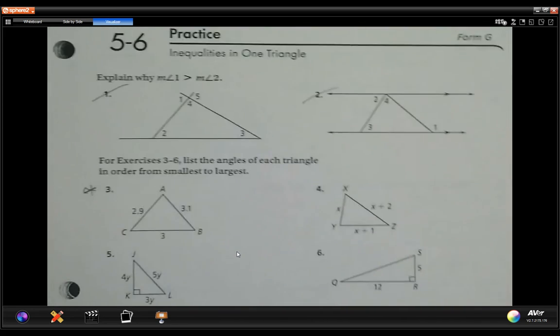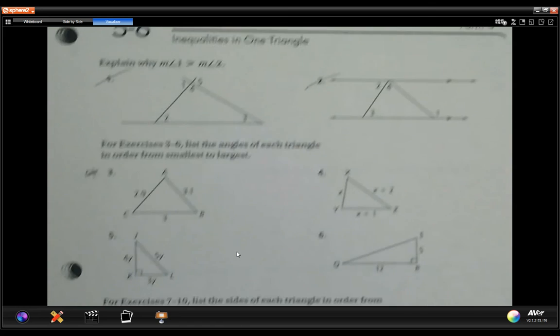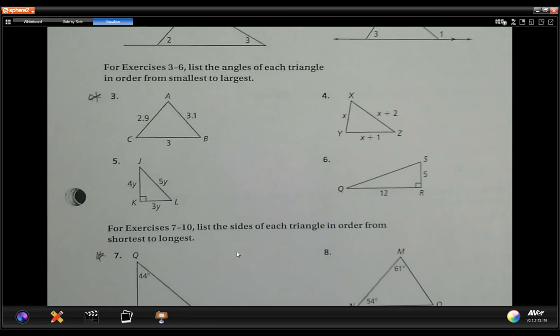So let's look at what you're going to have on your practice. Basically, you're not going to have to do number 1 or number 2 at all, okay? Number 3 is just like what we've done before.